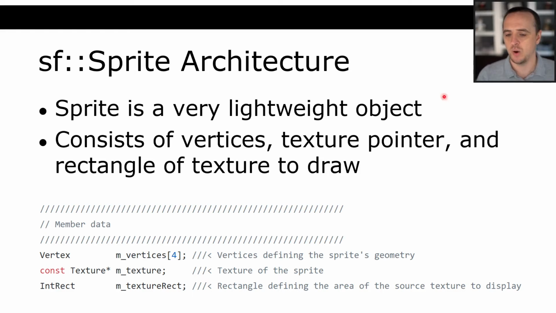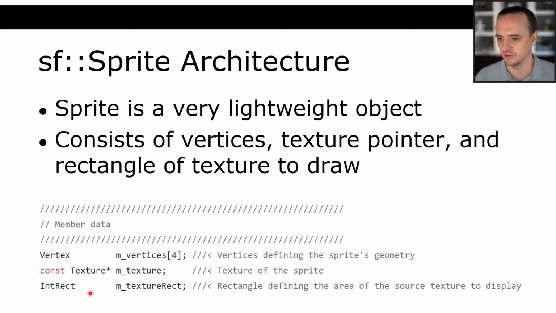How is the sprite actually implemented within SFML? Well, it is a very, very lightweight object. It consists of vertices, a texture pointer, and a rectangle of the texture to draw. So what does that mean? Well, down here, this is literally copied and pasted from the source code of the sprite object within the SFML code. So you see here that a sprite consists of four vertices. The vertices are the XY location of the four points that actually are going to be specifying the geometry within your game world. And that's set for you by the size of the object. You won't have to worry about manually setting those vertices.